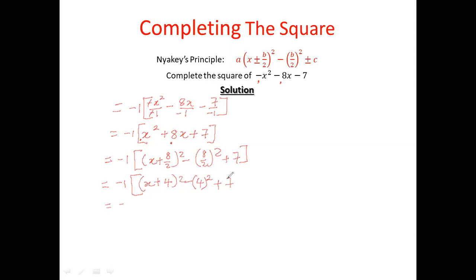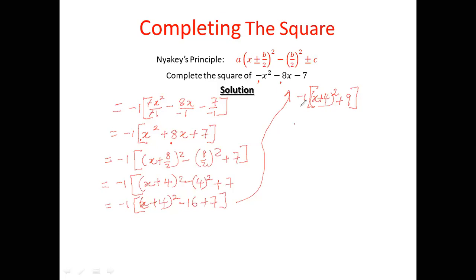Then what is the next thing? We have minus 1 into square bracket x plus 4, bracket close. 4 squared is 16, so minus 16 plus 7. Okay, minus 16 plus 7. So we come here to say minus 1 into x plus 4 all squared. Then minus 16 plus 7. Do the calculation for me, guys. Minus 16 plus 7 should give us positive 9. Have you got that? As you are watching, you need to do your calculations.